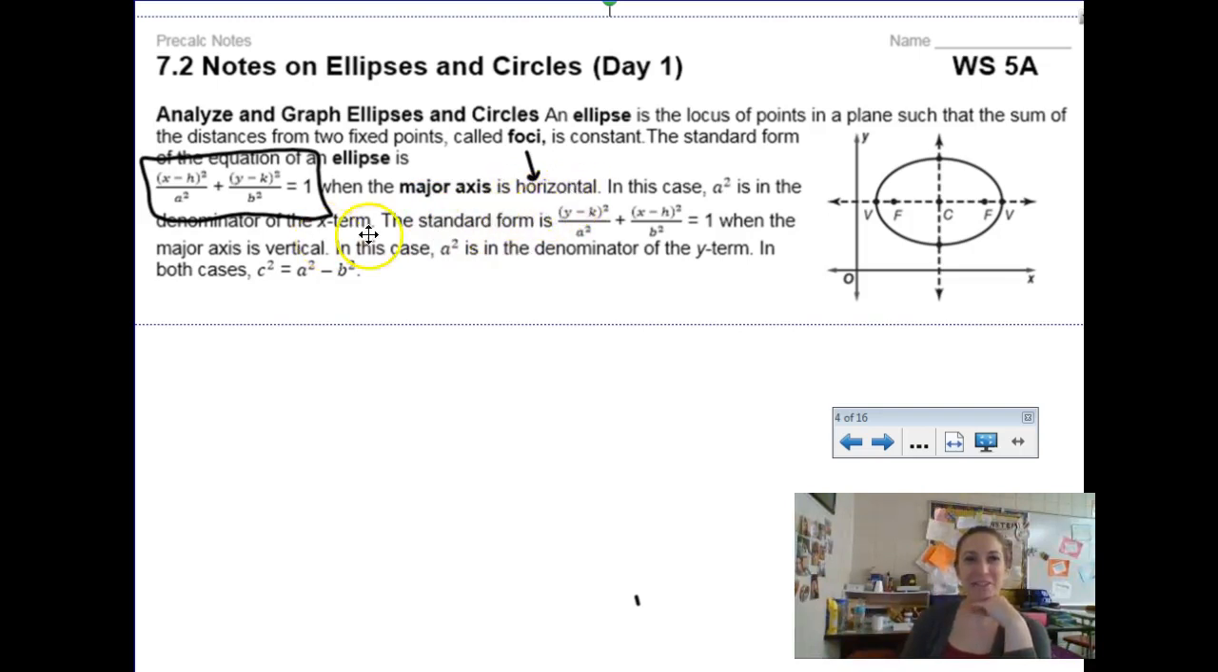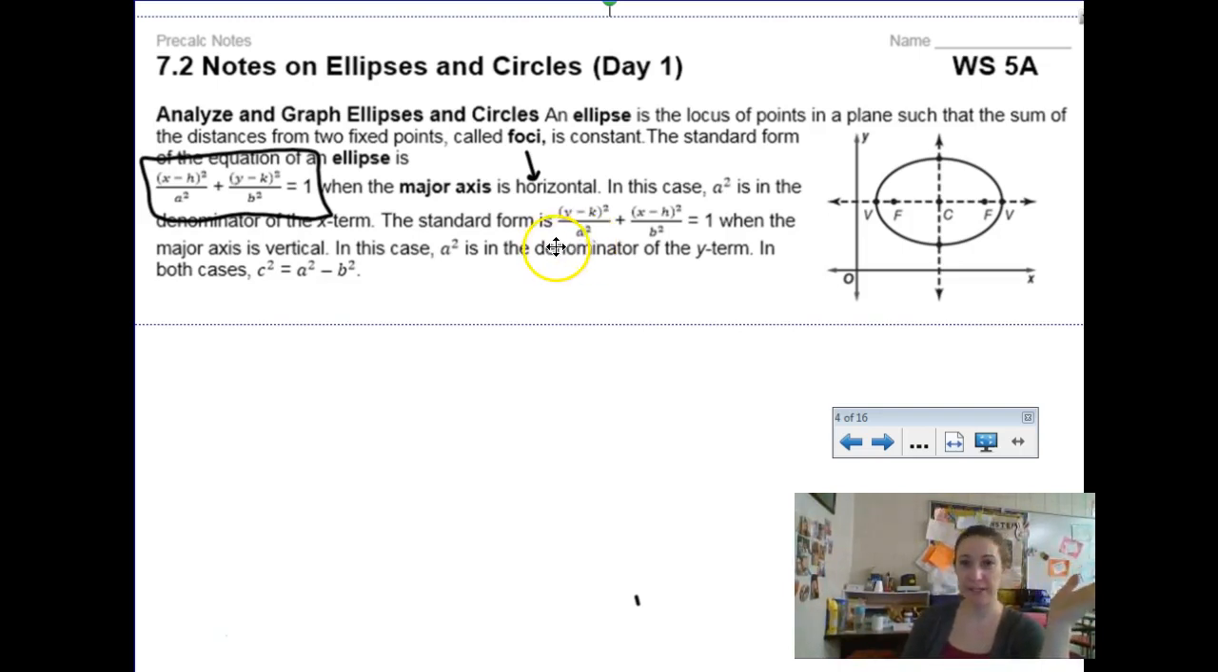So if we have the y minus k squared term first, and they're going to say the a value goes with the major axis, that means you have a vertical ellipse. So the vertical axis is the major axis.